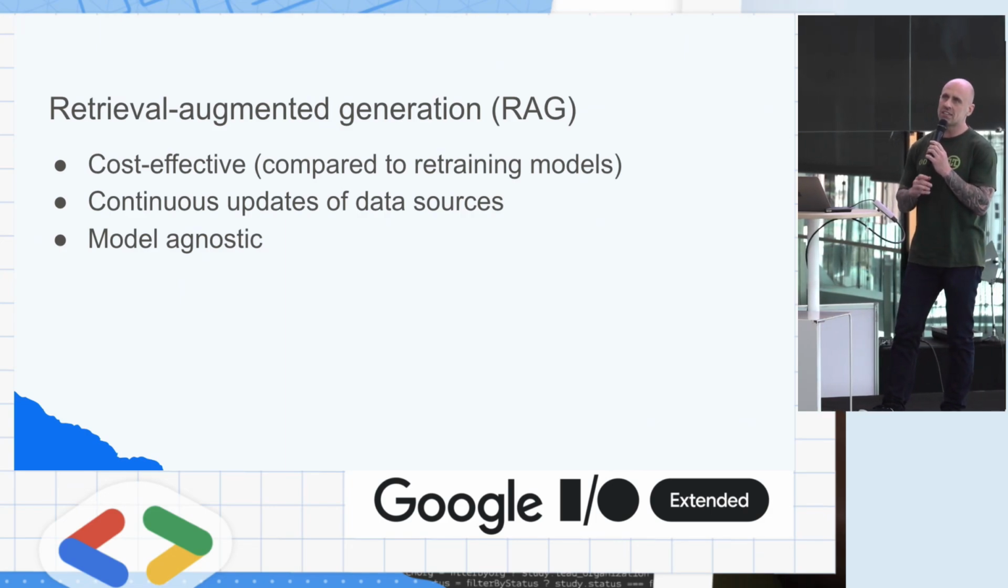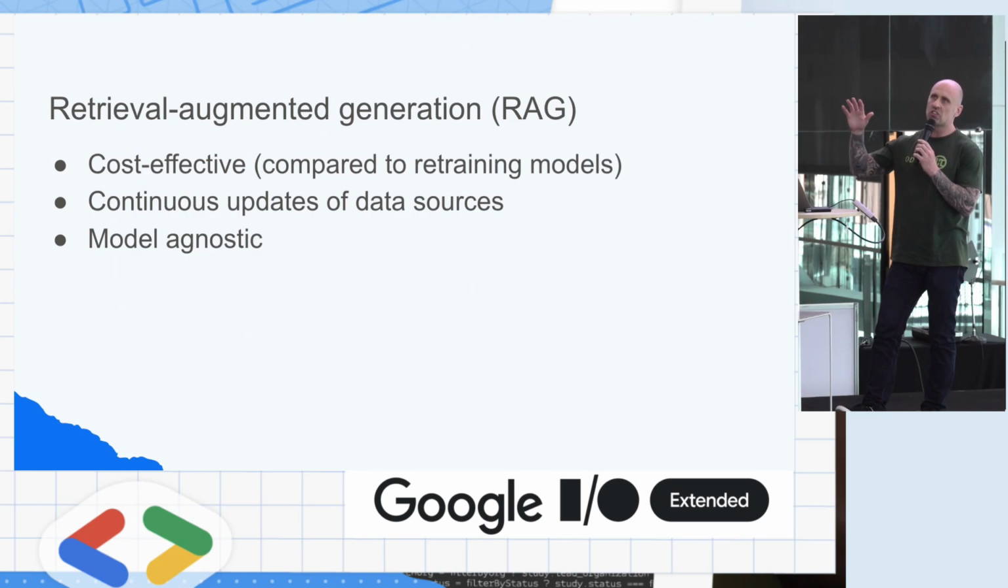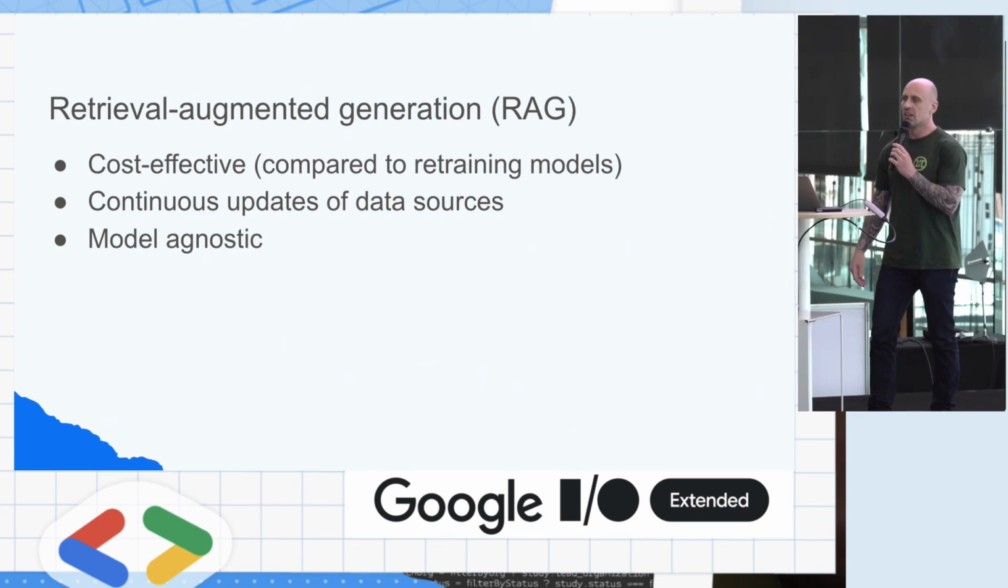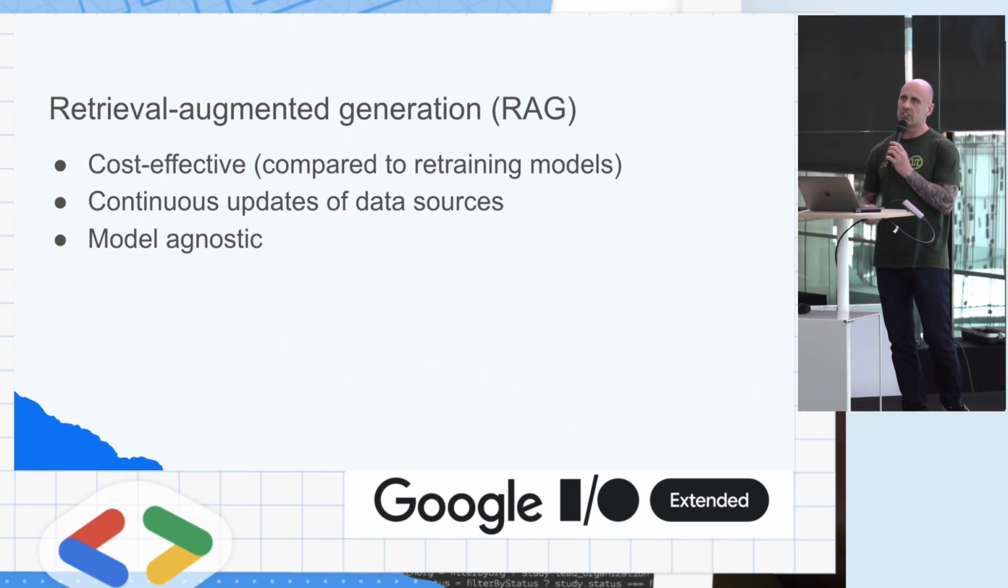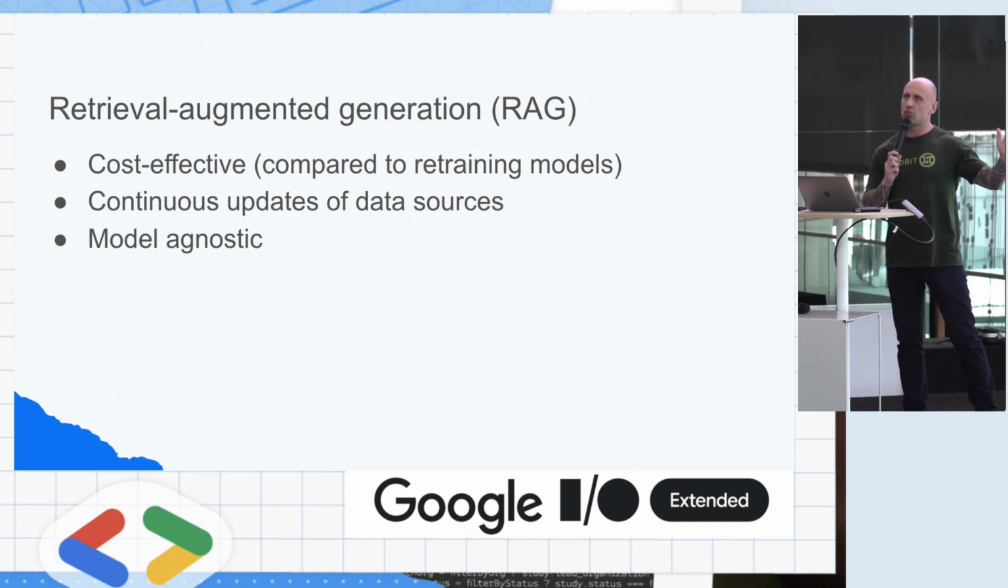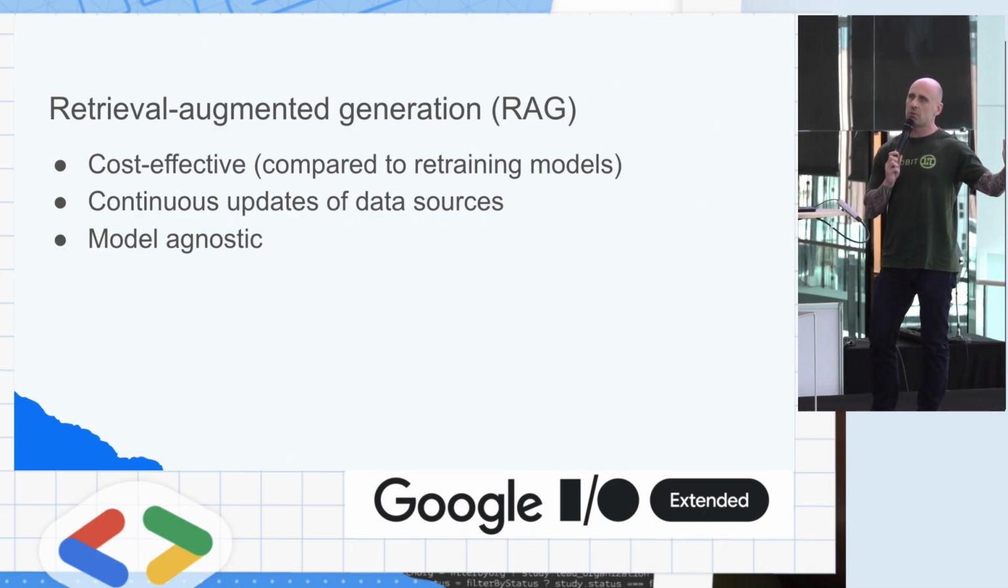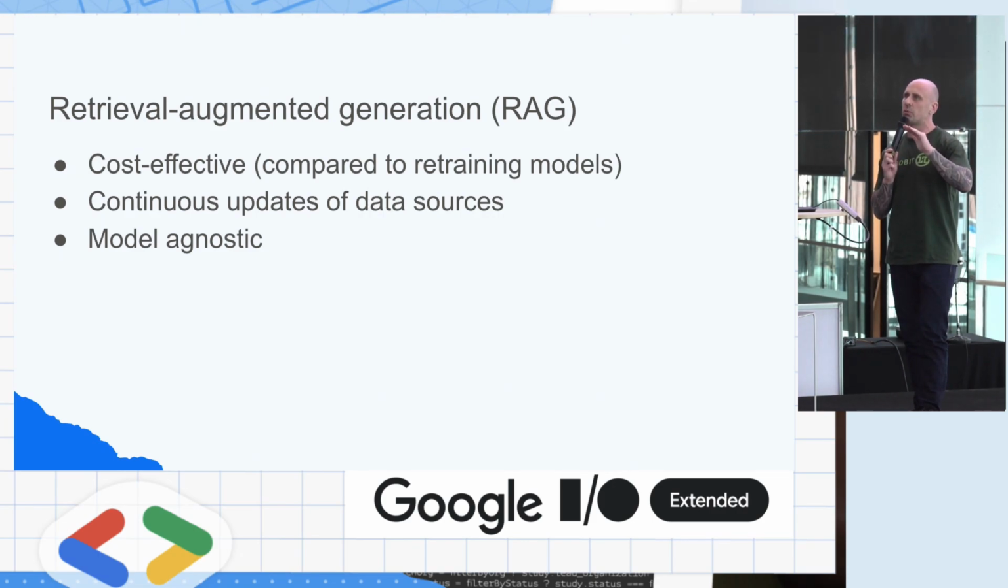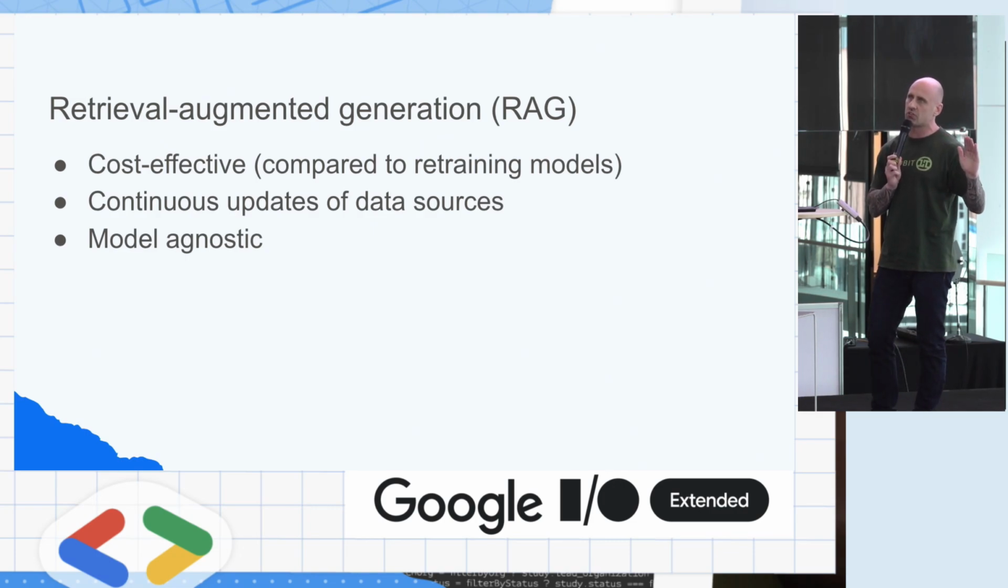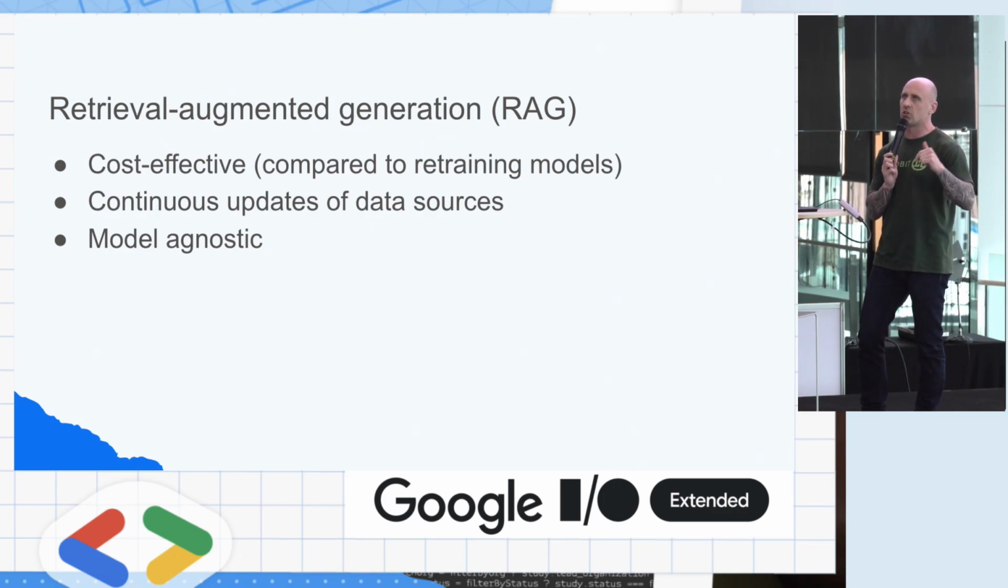You can also make the data very up-to-date. Since it's external sources of data, you can update the sources of data in your database without having to retrain the model that works on them. And also, it's model agnostic, meaning that if you choose to upgrade your model to the newest Gemini 1.5 Flash or anything like that, you don't need to do any retraining of your model, because you can test which model works best for you in terms of performance or suitability.